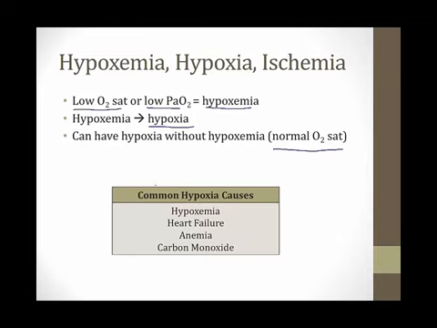So at the bottom of the screen, I've listed common causes of hypoxia. Hypoxemia is definitely one of them, but there are three others that you need to know for the Step 1 exam, and those are heart failure, anemia, and carbon monoxide poisoning. So let's go through those in the next few slides.